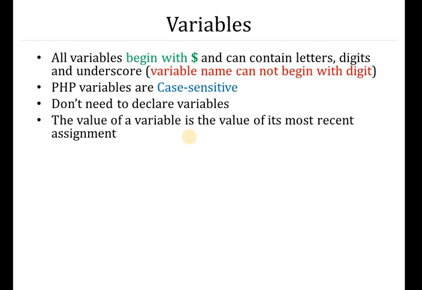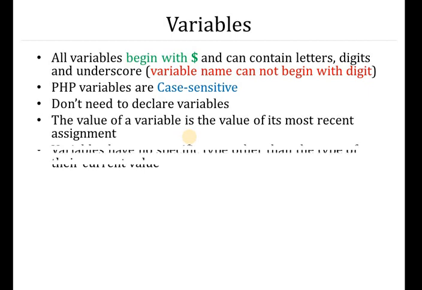For example, if I am assigning, let's say, 123, then that is the value of that variable. After that, if I am assigning Parul, that will be the value of that variable because it is its most recent assignment. Variables have no specific type other than the type of their current value, because over here we are not declaring any data type.